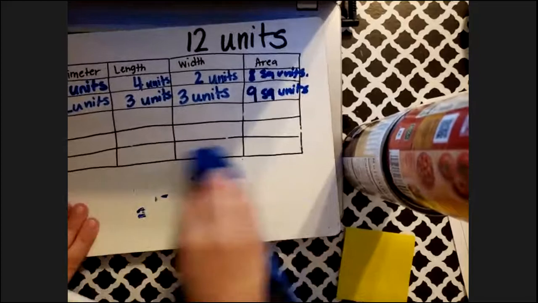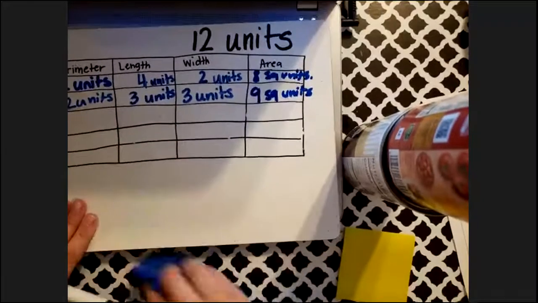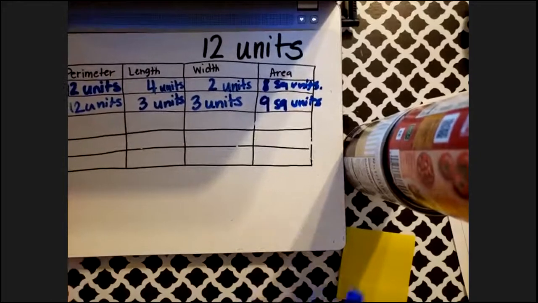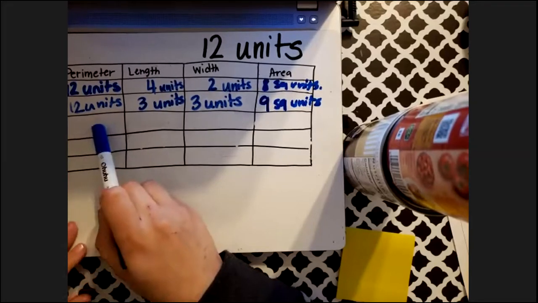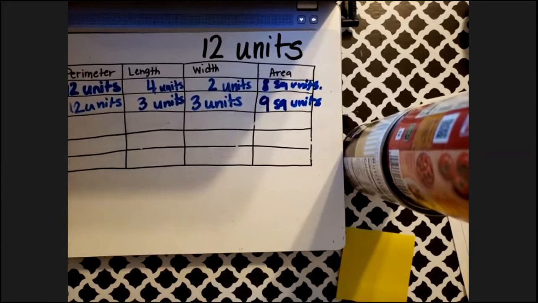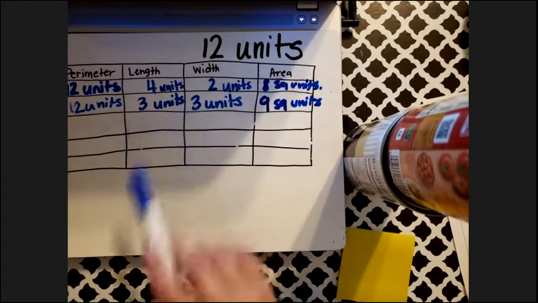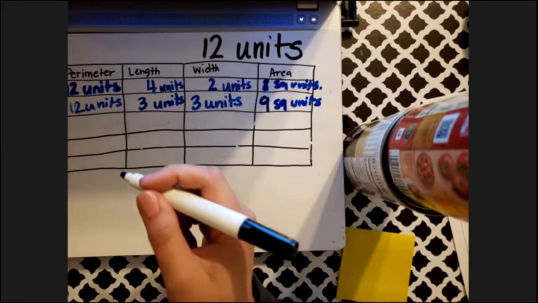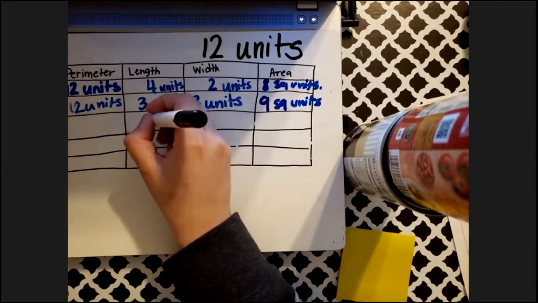So before I set you free to do one on your own, who can raise their hand and give me one more rectangle that we could do? Let's hear from Felix. We haven't heard from him much today. One that I wrote down is 5 plus 5 plus 1 plus 1.